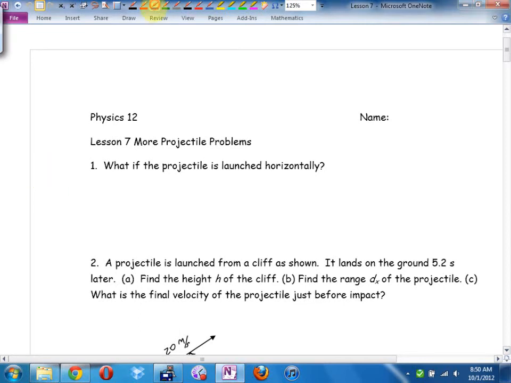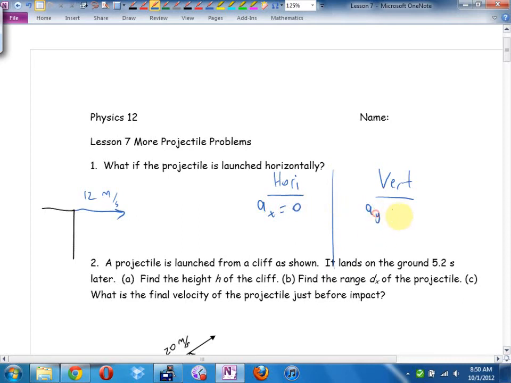This is actually an easier question, but for some reason kids, although it's easier, they tend to forget. Let's suppose this would be 12 meters per second, and we have horizontal and vertical. We still know that AX is 0 and AY is negative 9.8. What else can you tell me without any trig?